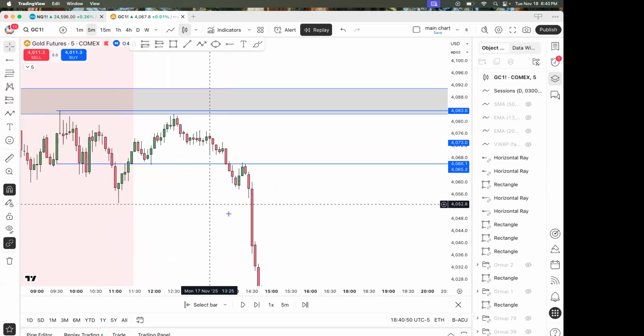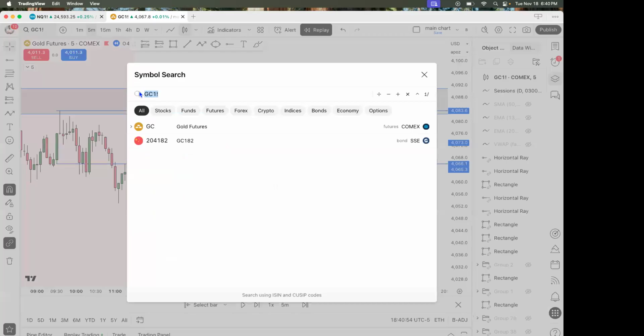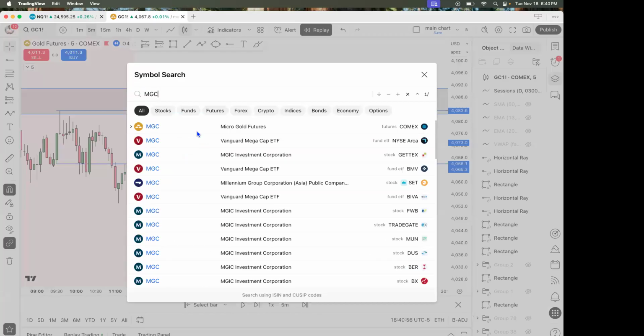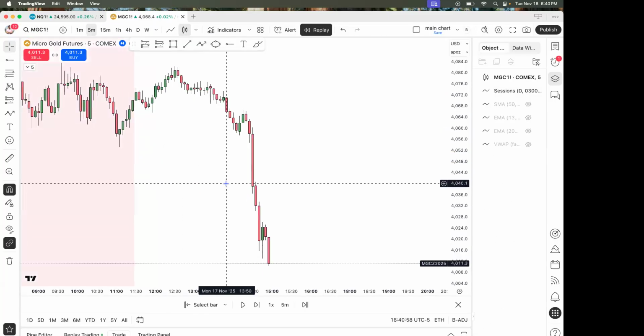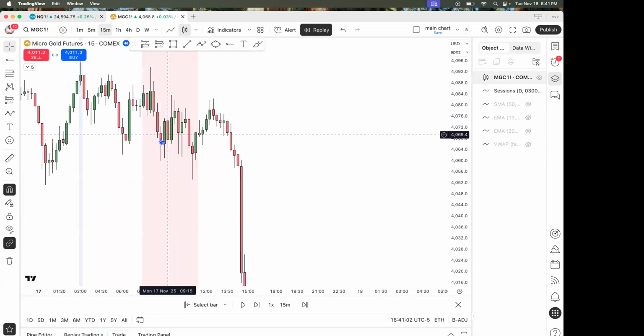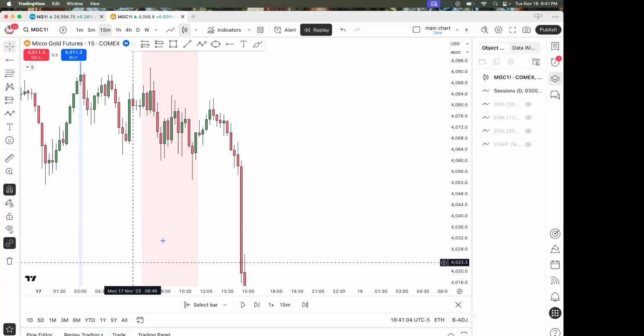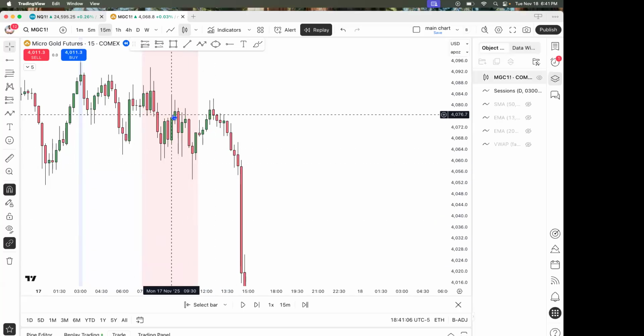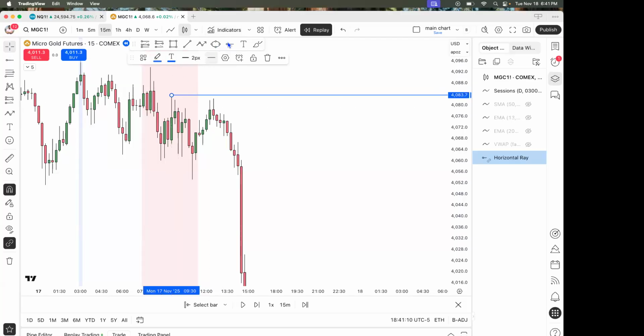Go to the micro chart real quick. I'm about to trade from this morning and then do the 15-minute candle for 9:30 on the 17th. If y'all want to share your screen, y'all can.